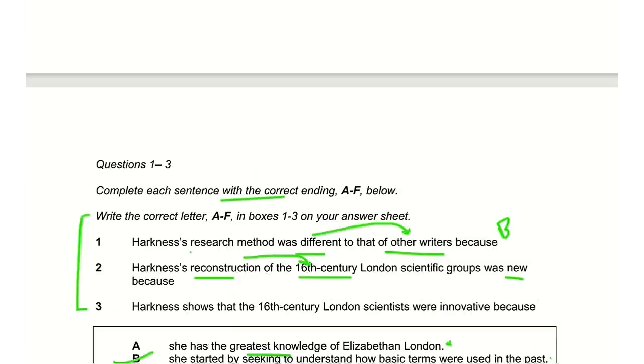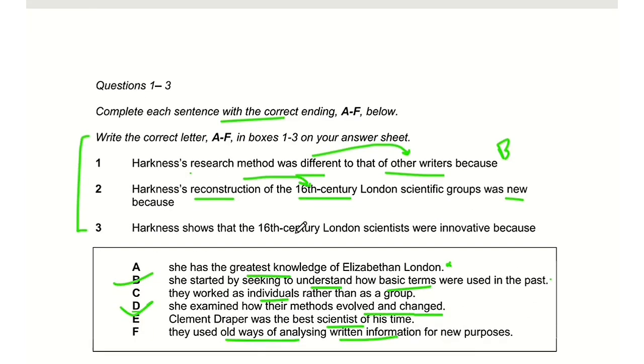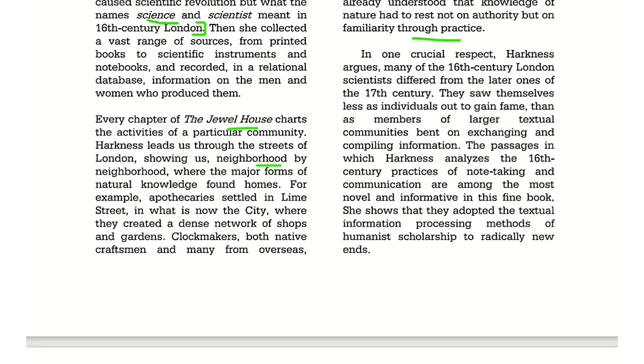Now we'll be looking at the next question. Harkness shows that the 16th century London scientists were innovative because they are asking the reason. We'll be moving into the next paragraph. In one crucial aspect, Harkness argues many of the 16th century London scientists differ from the later ones of the 17th century. They saw themselves less as individuals out to gain fame than as members of the larger textual communities bent on exchanging and compiling information.